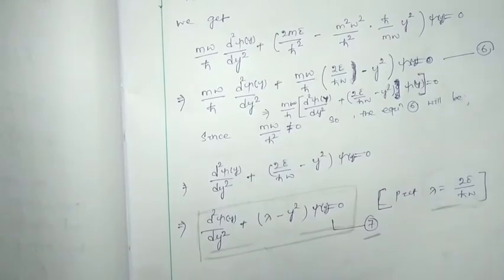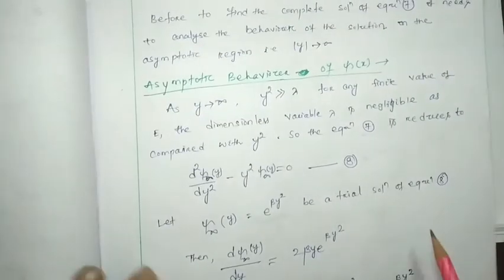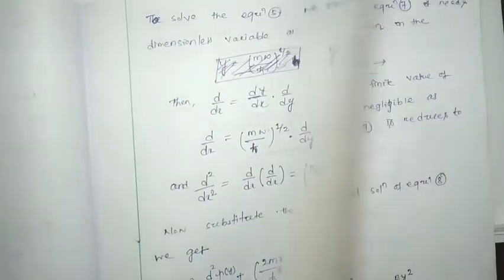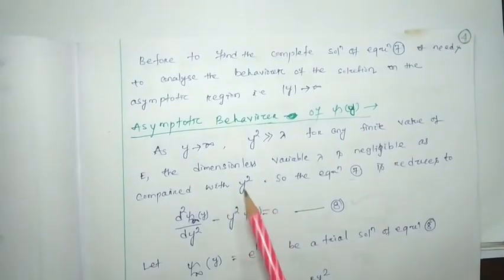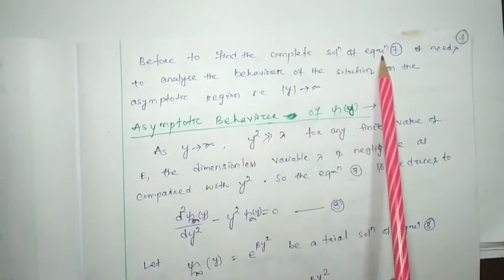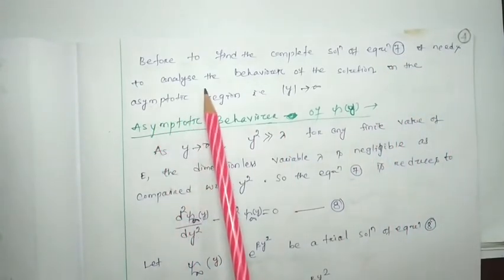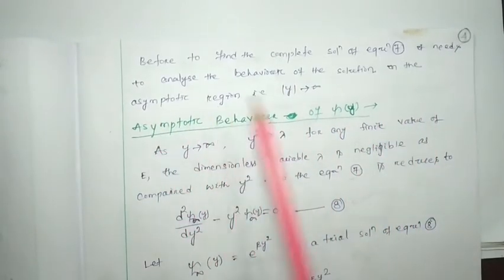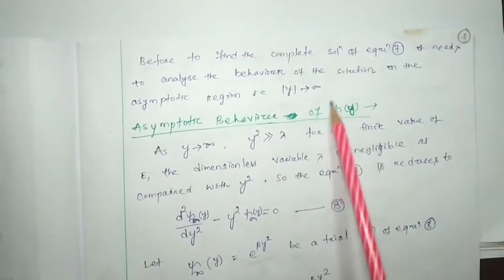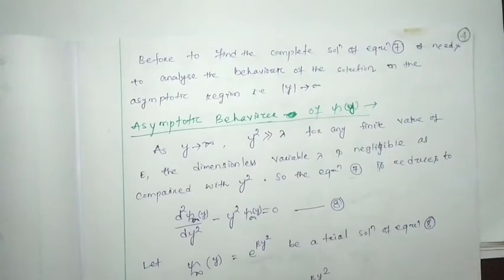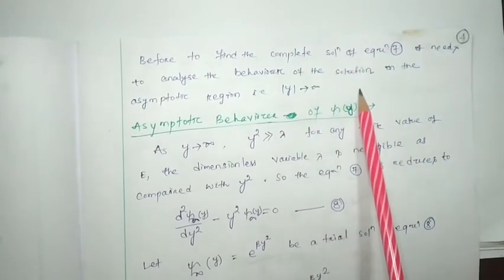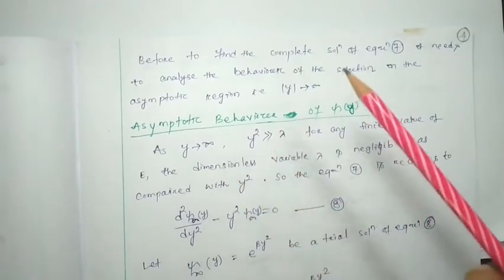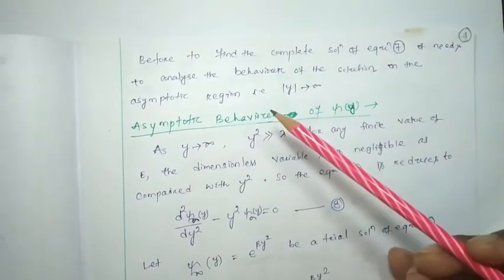Now we are going to consider the asymptotic behavior of psi, actually not psi x, it will be psi y. Before we find the complete solution of equation number 7, we need to analyze the behavior of the solution in the asymptotic region. That means when y tends to plus or minus infinity, what will be the value of psi y? That is considerable, because that is nothing but our boundary condition: at plus or minus infinity psi has to be 0. That condition has to be satisfied by the wave function we are going to solve for in equation number 7.